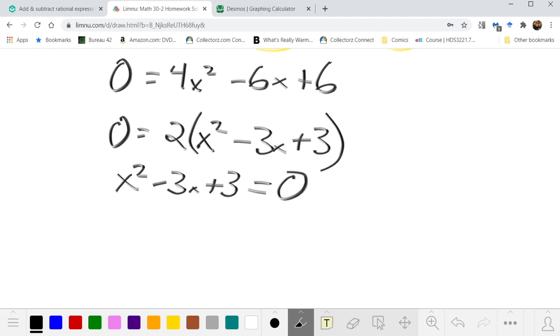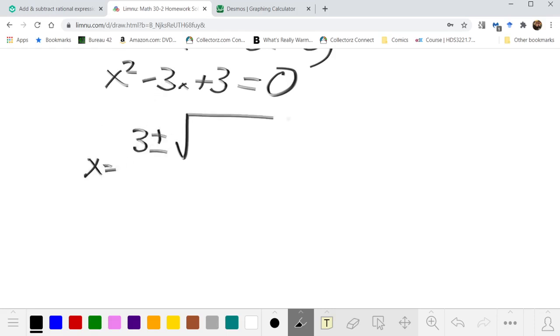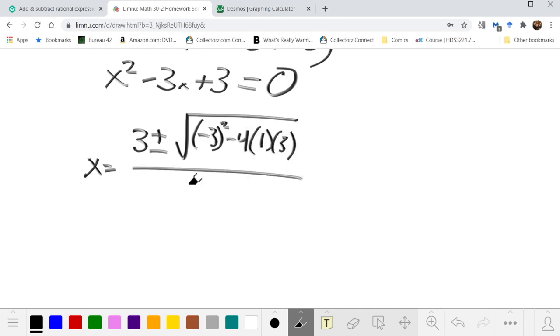So now, this doesn't look like it's going to easily factor with rational roots. We could apply our quadratic equation if we like. Negative b plus or minus the square root of b squared minus 4ac, all over 2a, gives us 3 plus or minus the square root of 9 minus 12, or negative 3, over 2.